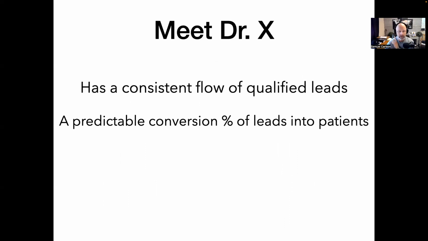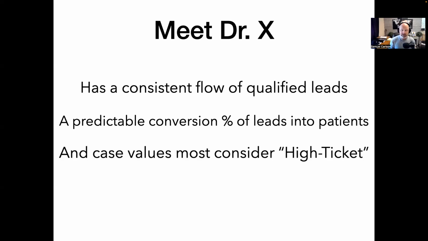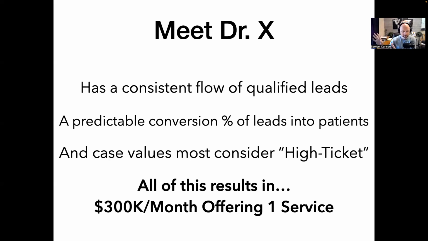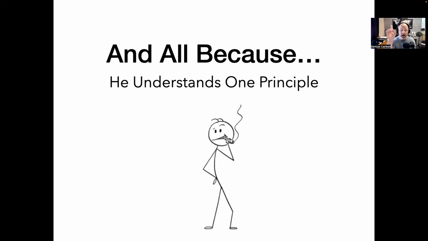That's number one. And then he's able to predictably convert a percentage of those leads into patients, roughly 20 to 25%. Okay. And then he's able to convert those leads into what a lot of people consider high ticket care plans. You're talking in terms of $4,500 and above. And he gets all of these results and he makes $300,000 a month offering one service. That's pretty incredible. And all of this because he understands one principle.